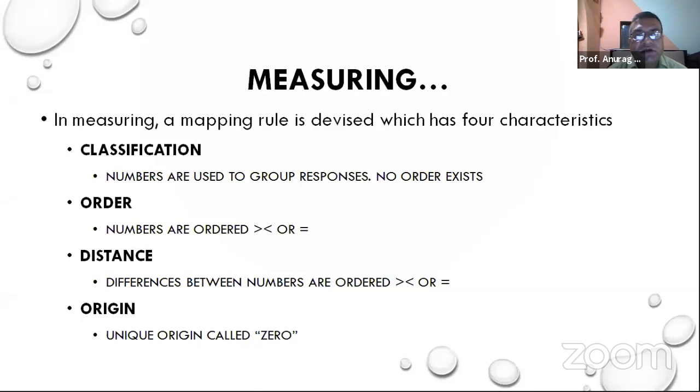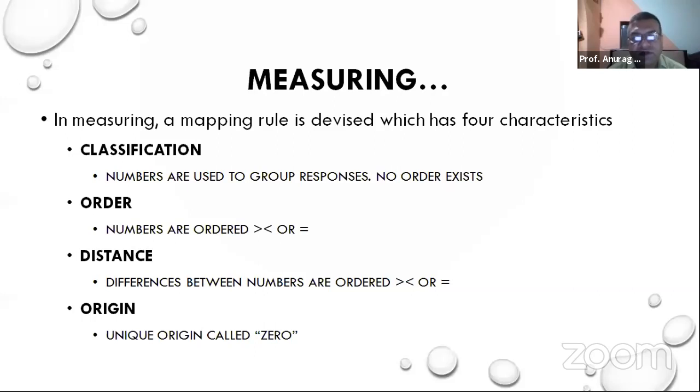So here in classification, only numbers are used to group responses. You'll say that I assign number 1 to male, number 2 to female, but there is no order here. So this is called classification. But if you order them, suppose I take the example of a beauty contest where judges are giving ranks to the participants, then there is some order there. So the second mapping rule is order.